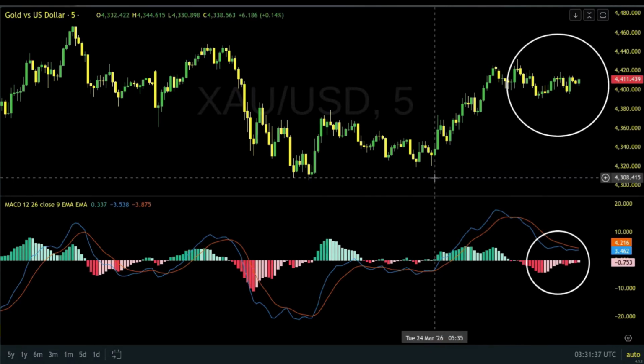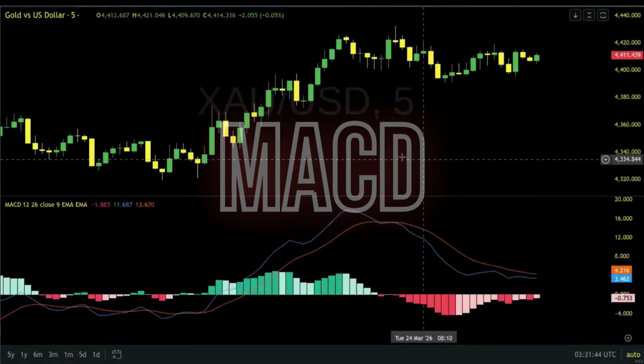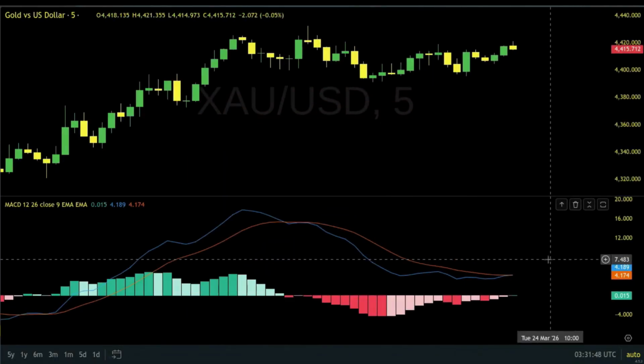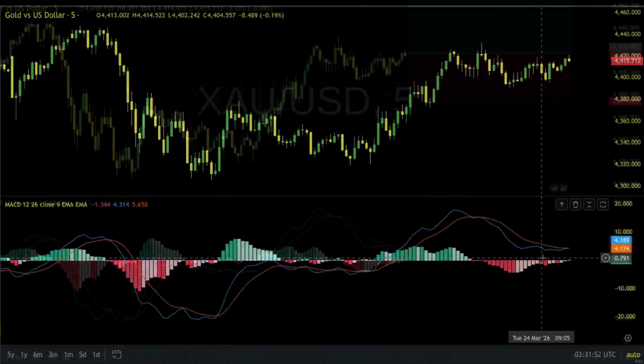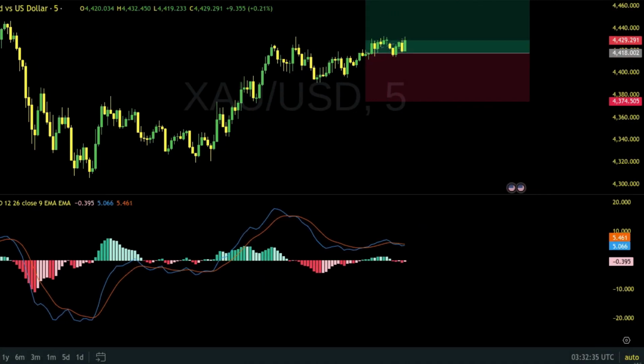My friend, look at this chart for a moment. MACD just crossed here. Most traders will enter this trade. But watch what happens next. This is why many traders lose using MACD.